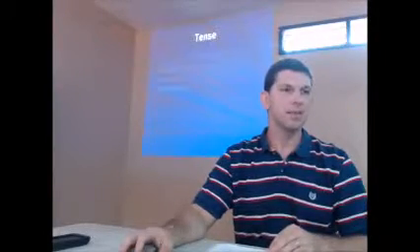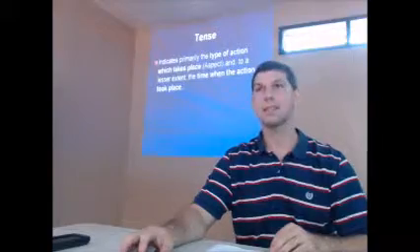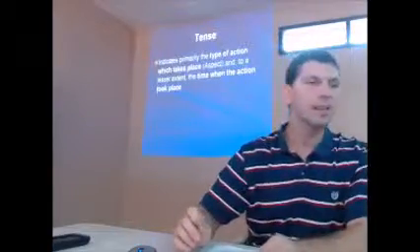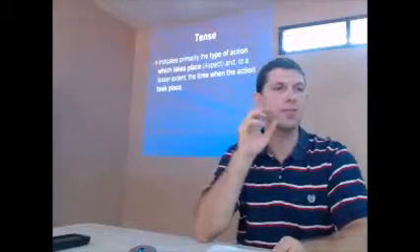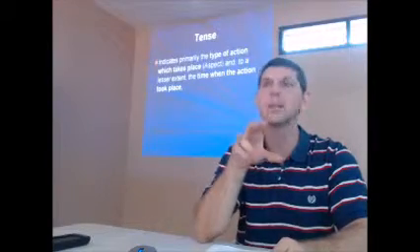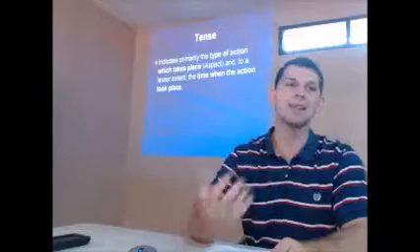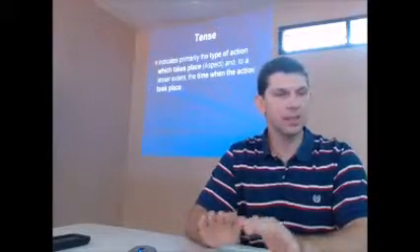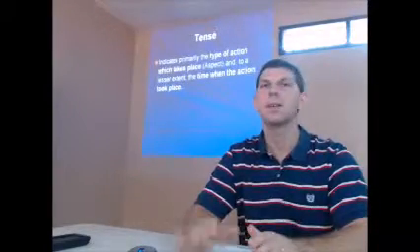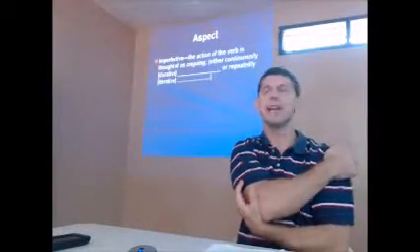So now let's talk just for a few minutes about tense. Tense indicates or shows primarily the type of action which takes place. We would call this the aspect. And to a lesser extent, the time when the action took place. Aspect. There are 3 kinds of aspect.